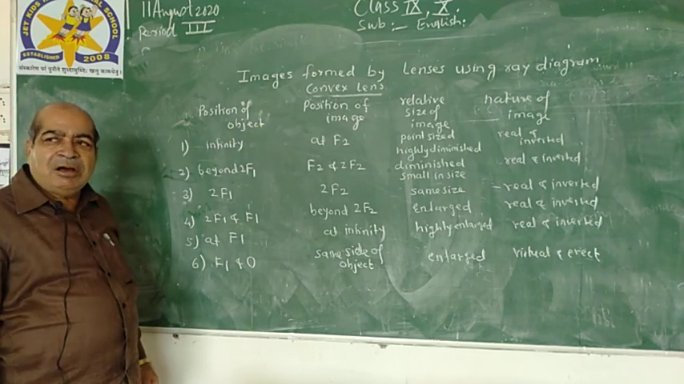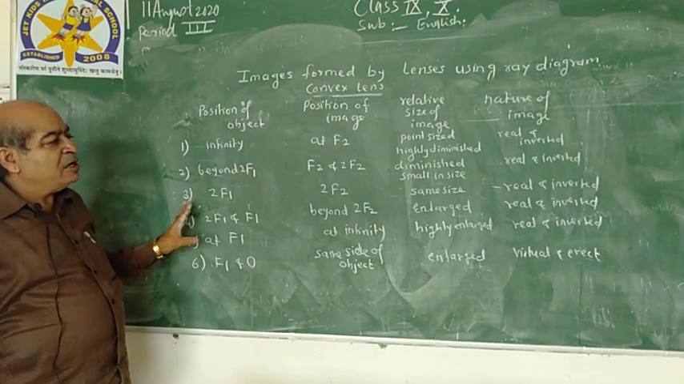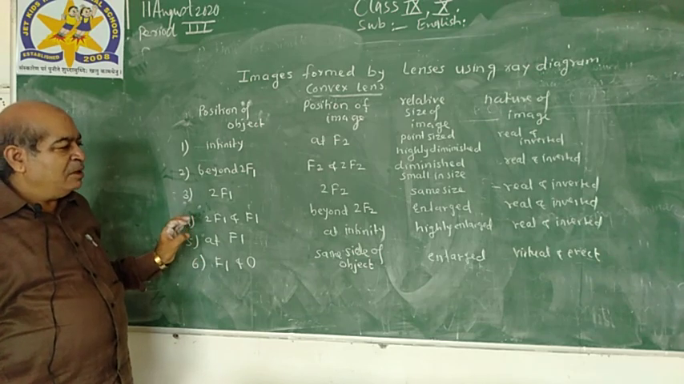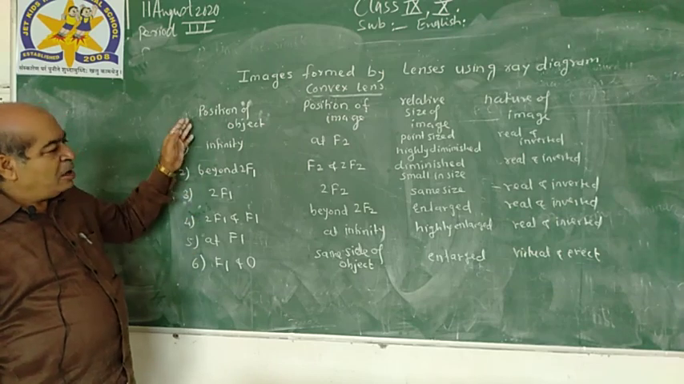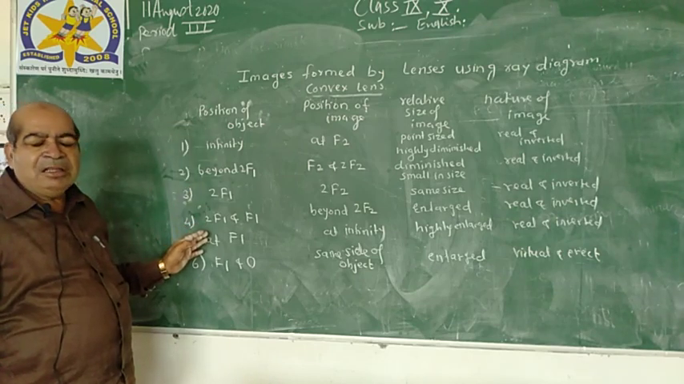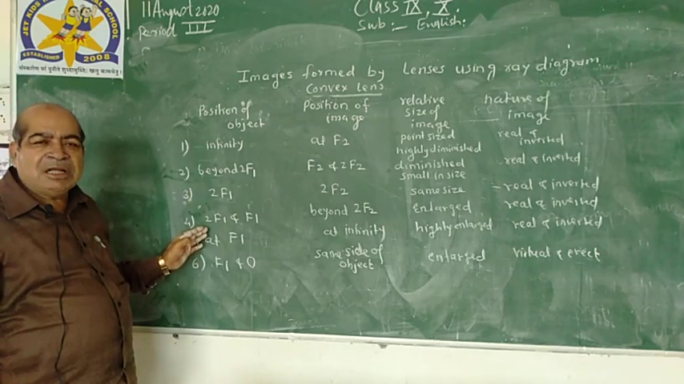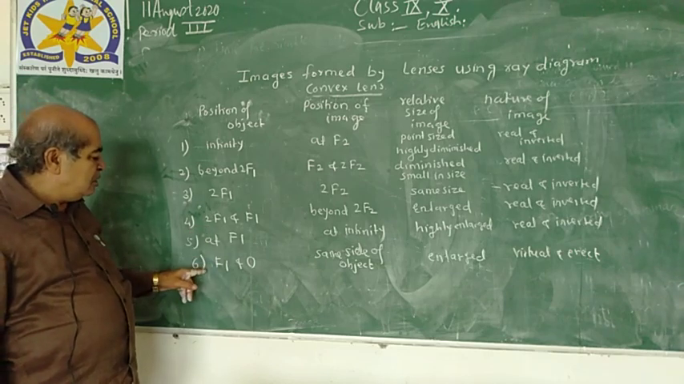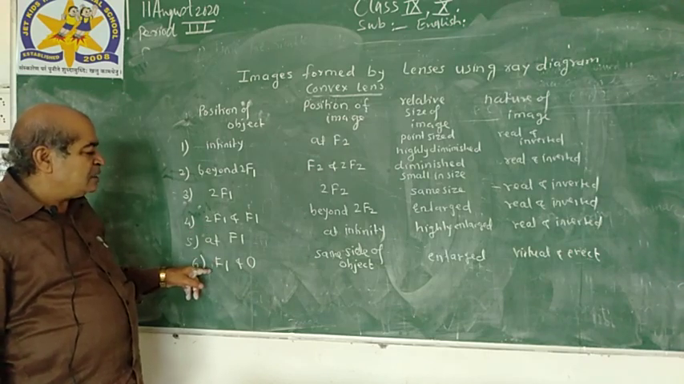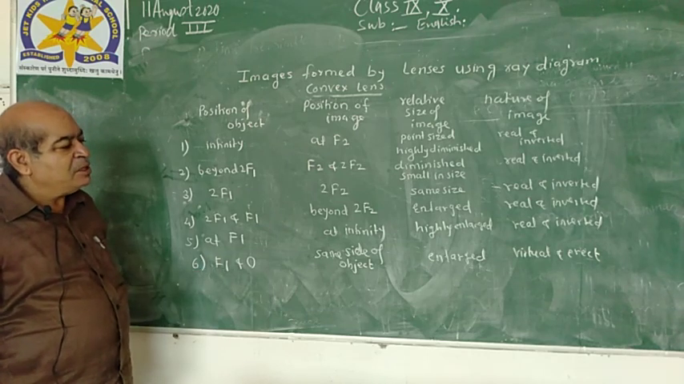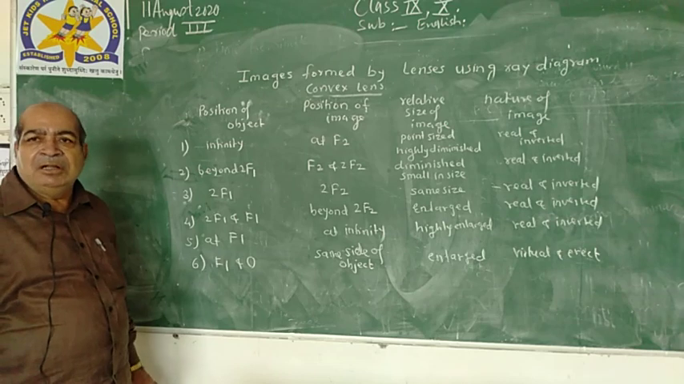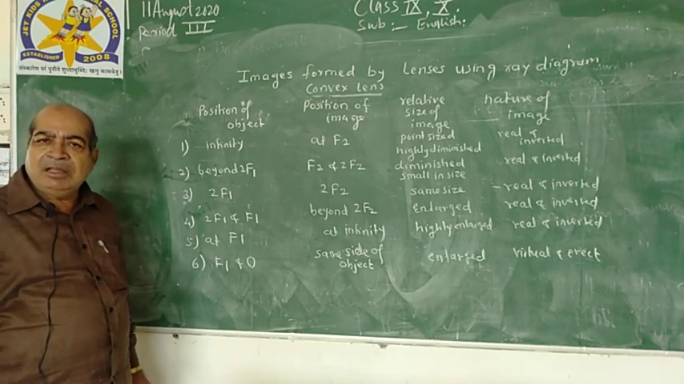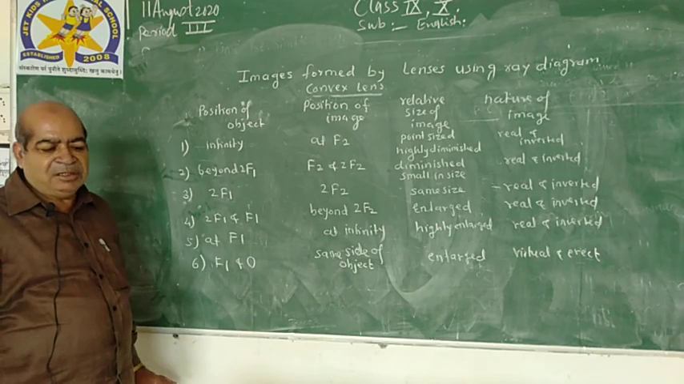Similar to the concave mirror, the chart is nearly the same, but the difference in this case is that in all the cases real and inverted images are formed, but in one case, this last case, the image formed is virtual and erect and that is enlarged. So these are the different images formed by the convex lens.